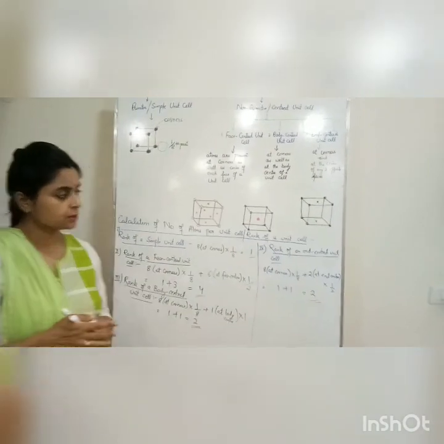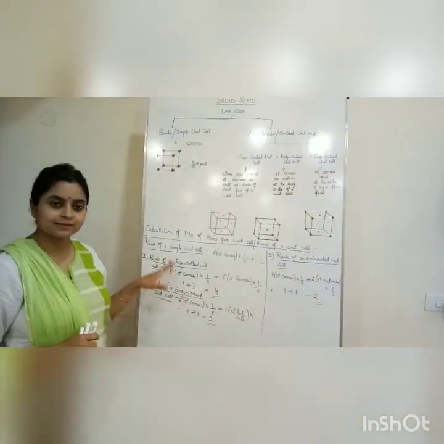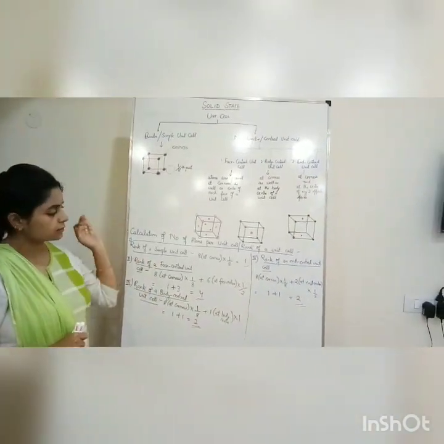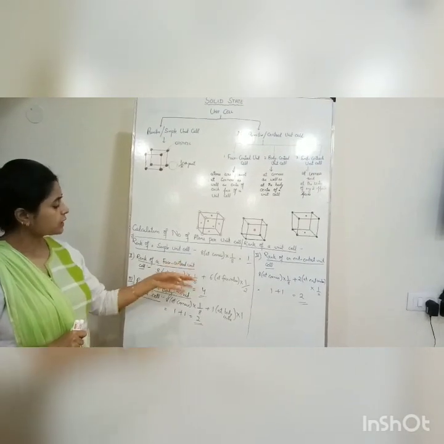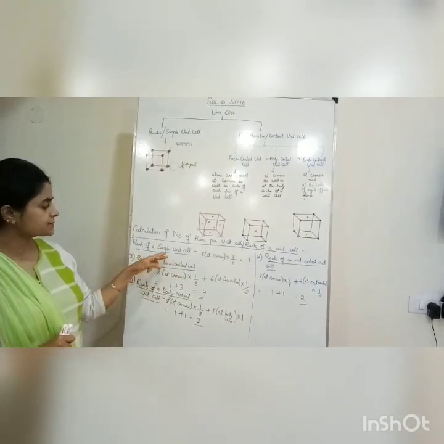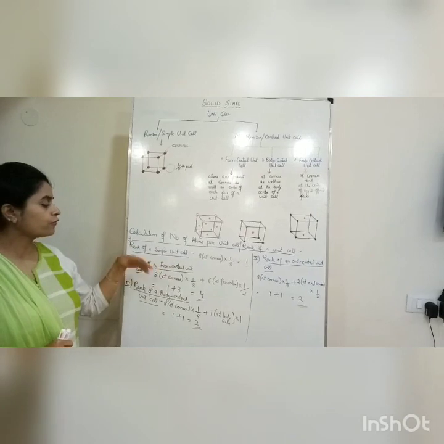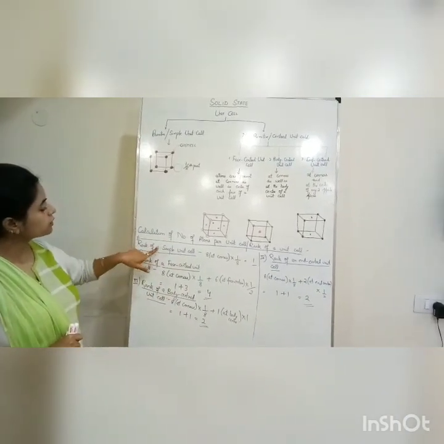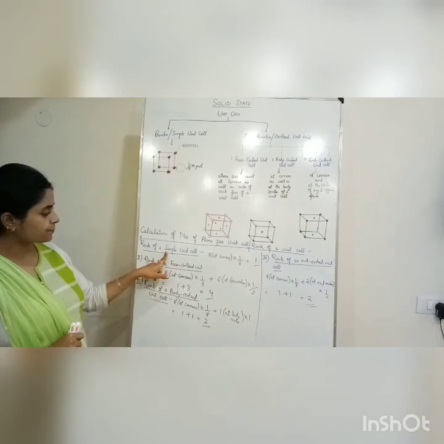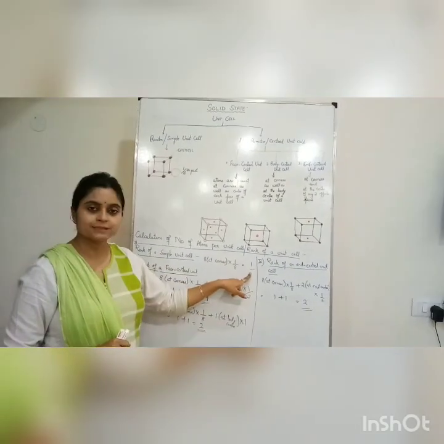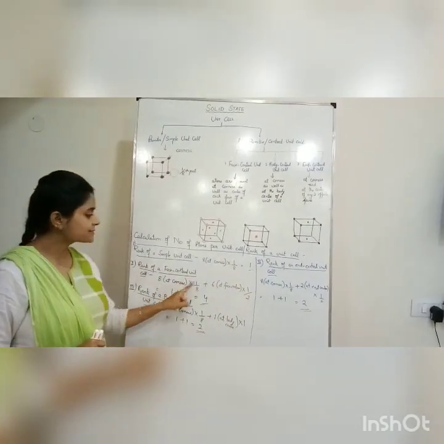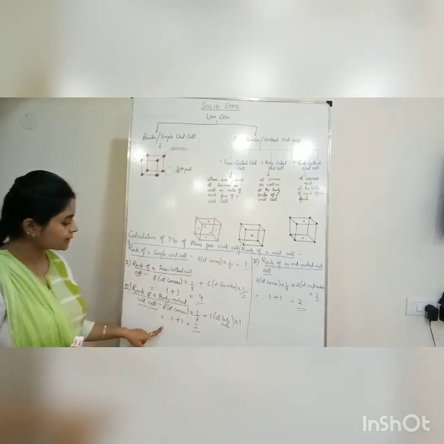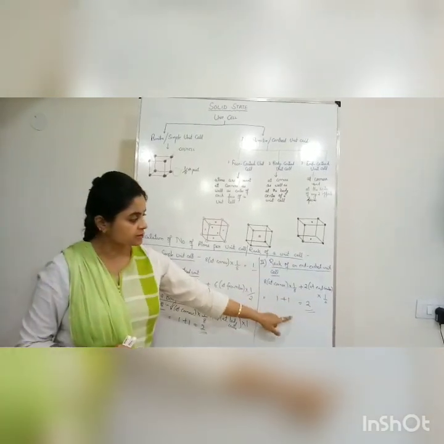Many times in competitive exams, questions are asked like how many atoms are present in a simple unit cell, or what is the rank of a face-centered unit cell. So you must learn that in a simple unit cell, the number of atoms present is equal to 1. In a face-centered it is 4, body-centered 2, and end-centered is also 2.